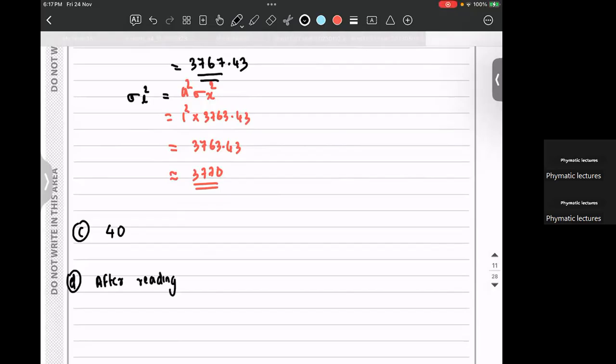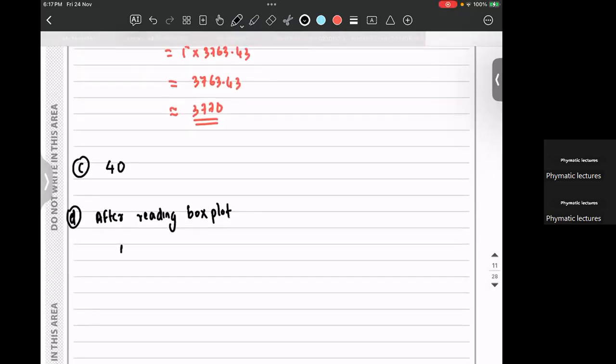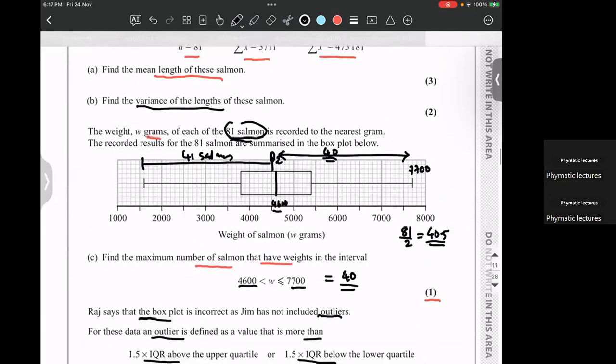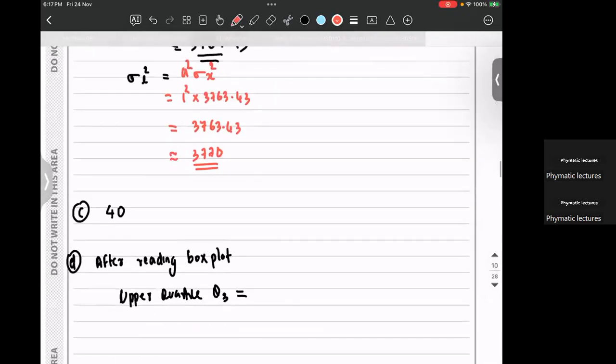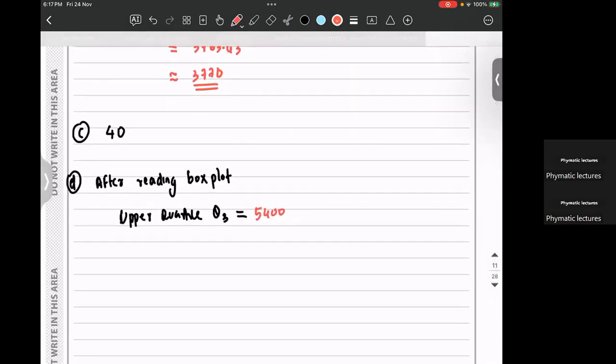After reading the box plot, the upper quartile Q3. What is the value of the upper quartile? This is the upper quartile, so the upper quartile is 5,400. The lower quartile is this, 3,800, correct? So the upper quartile is 5,400 grams.